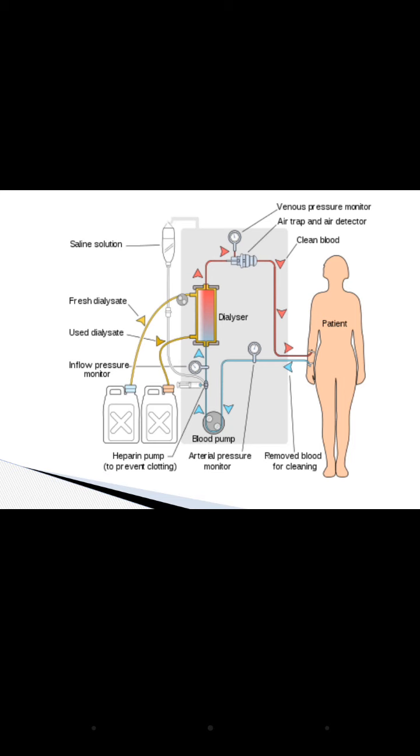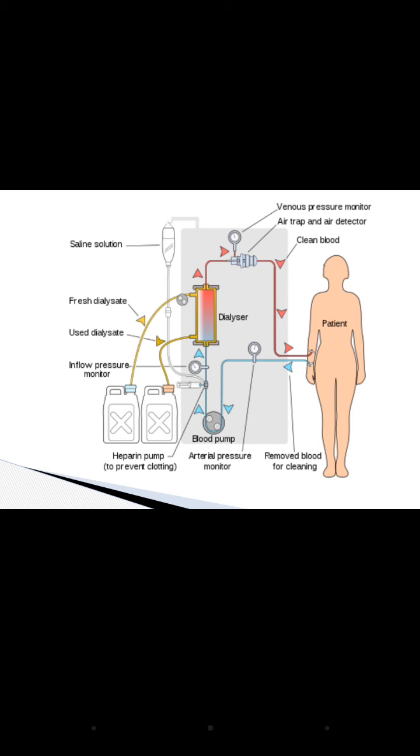So from the blood pump, it is going through the heparin pump. In this, a syringe is filled with the heparin solution, and this heparin is administered at a particular rate so that blood can't clot. From this heparin, there is the inflow pressure monitor, then there is a dialysate.